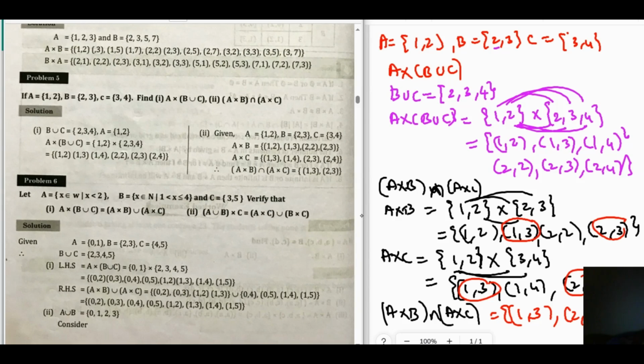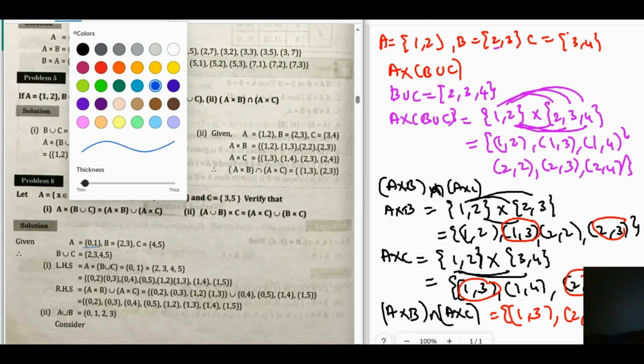Here they have given x is a whole number which is less than 2. What will be the whole number which will be less than 2? The whole numbers less than 2 will be 0 and 1. Then you have B, x is a natural number where x is greater than 1 and less than or equal to 4, means it will be 2, 3, 4. Then C will be, they have given {3, 5}. So you have to find the same way what I have done in the previous problem.